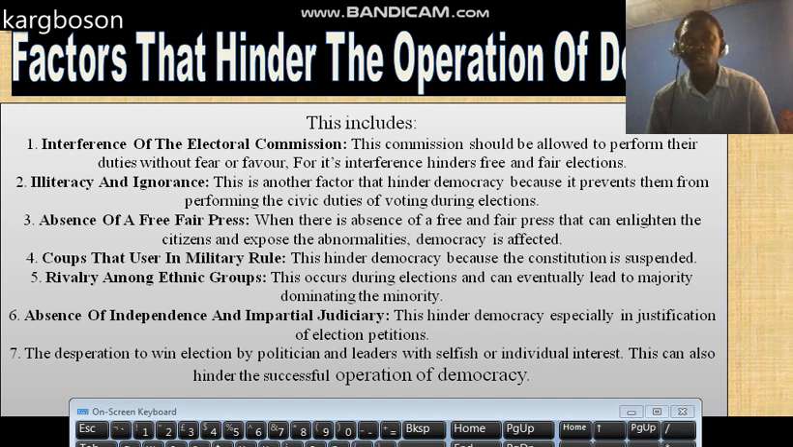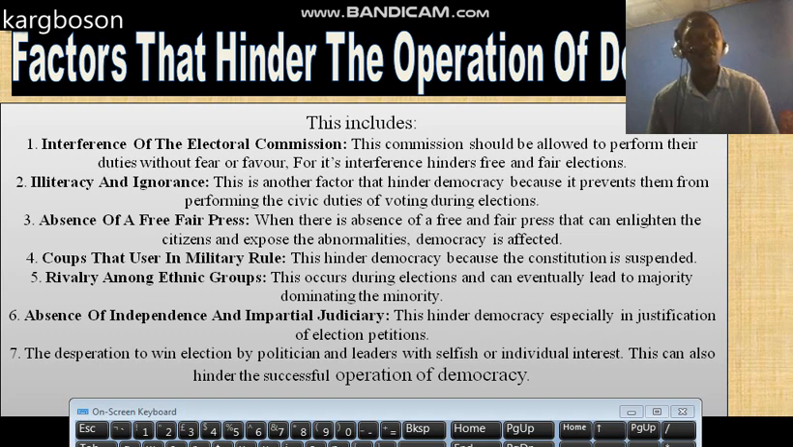Of course, there is the absence of an independent and impartial judiciary. This hinders democracy, especially in the justification of election petitions. If the judiciary is not independent, you cannot have enough confidence to challenge the outcome of an election result in the Supreme Court. But if you are sure that the judiciary is independent, you can challenge the outcome of the election result. And we've seen countries that have proven this to the test of time. For example, in a country like Kenya, there was a case when the election result was challenged in the Supreme Court, and the court ruled that the election was not free and fair, so they conducted another election.